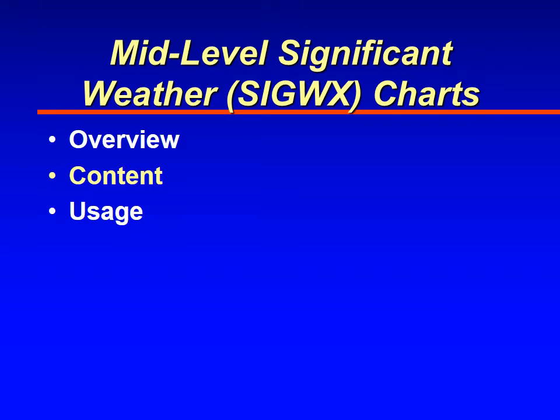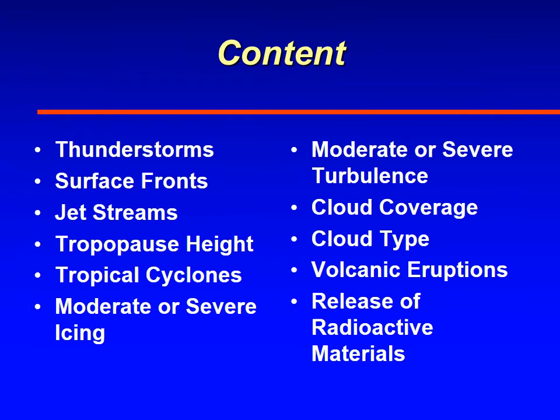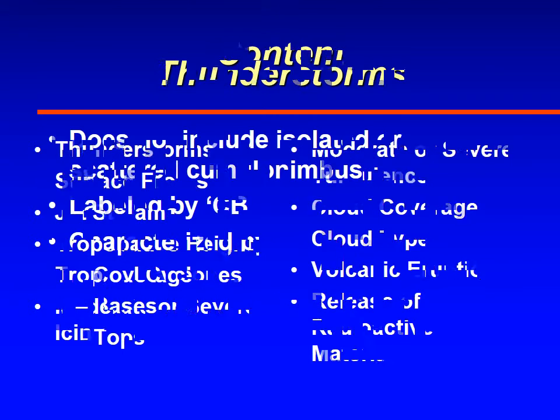So what does this chart look like? This chart has a ton of weather on it. It covers thunderstorms, fronts, jets, cloud cover, icing, turbulence, radioactive material, volcanic eruptions, you name it, it's got it. Let's take a look at some of these items.